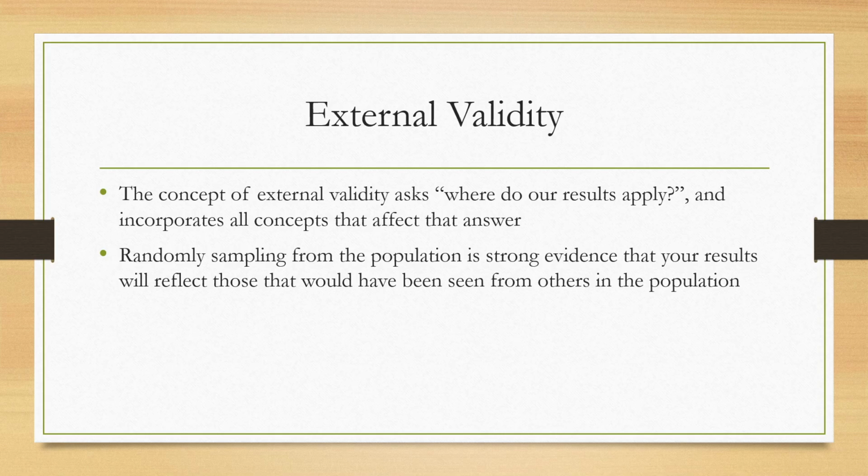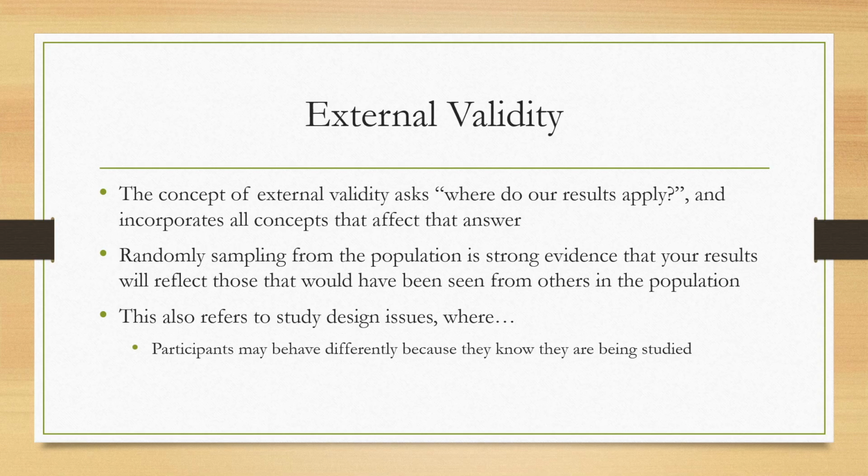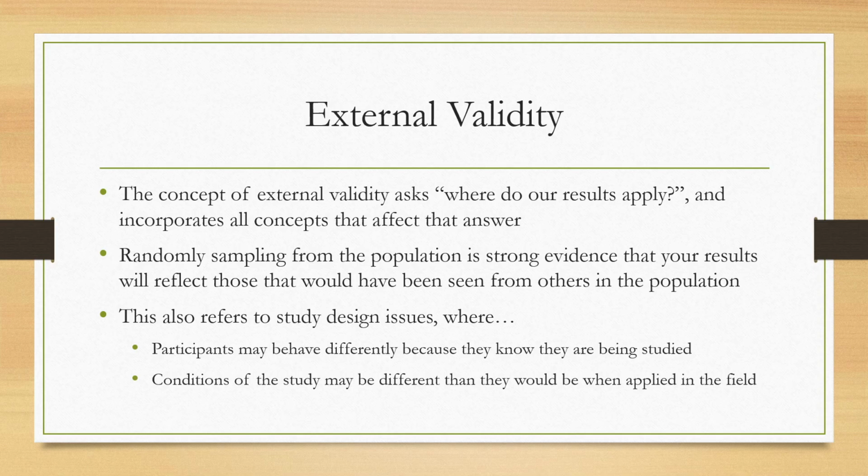Now, external validity, as I said, is a broader issue than just random sampling, and it has to do with other study design issues as well. So, for instance, participants may behave differently because they know they're being studied. We also might have conditions of the study that would be different than when they're applied in the field. This seems like a small thing, but actually it's a massive consideration in terms of external validity.